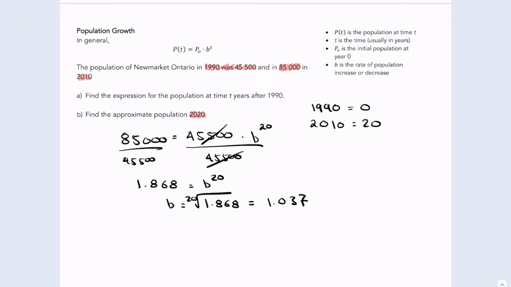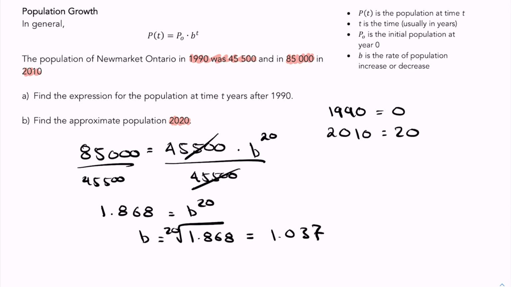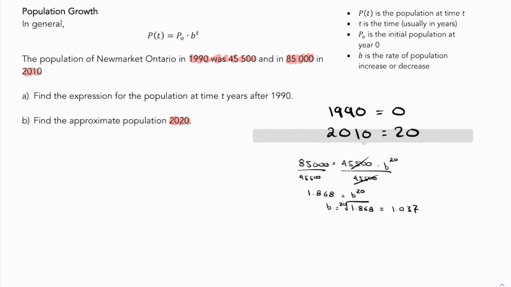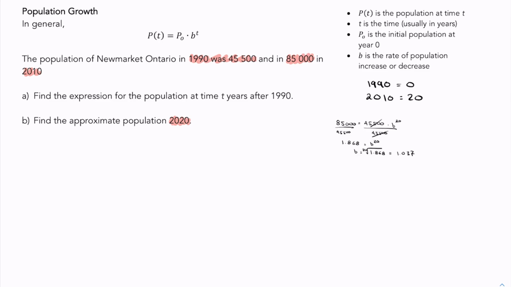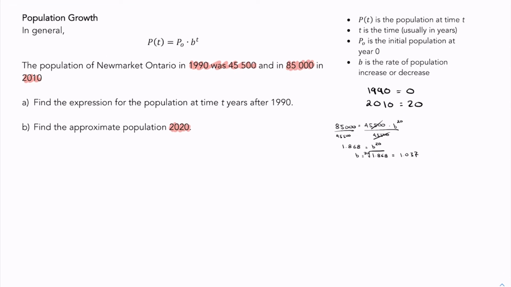Okay, so my equation, and let me shrink this a bit, I can now rewrite in such a way that I have my population growth rate in there. So I'm going to write P of t equals 45,500 times 1.037 to the exponent t.